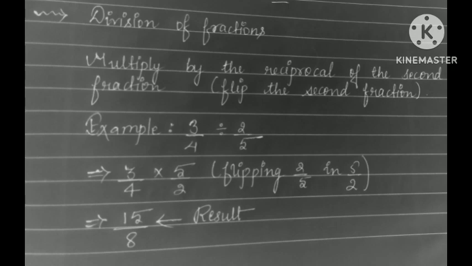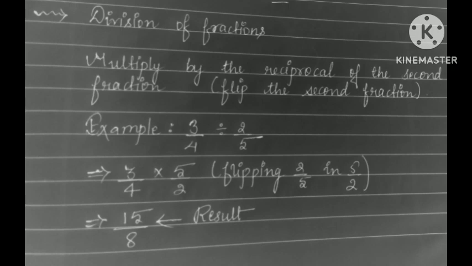Dividing. Dividing fractions also requires multiplication later on. Dividing fractions involves flipping the second fraction, that is taking its reciprocal, and then multiplying. Like this example here. 3 by 4 divided by 2 by 5. Flip it and multiply. That is, flip the second fraction and multiply. 3 by 4 into 5 by 2.